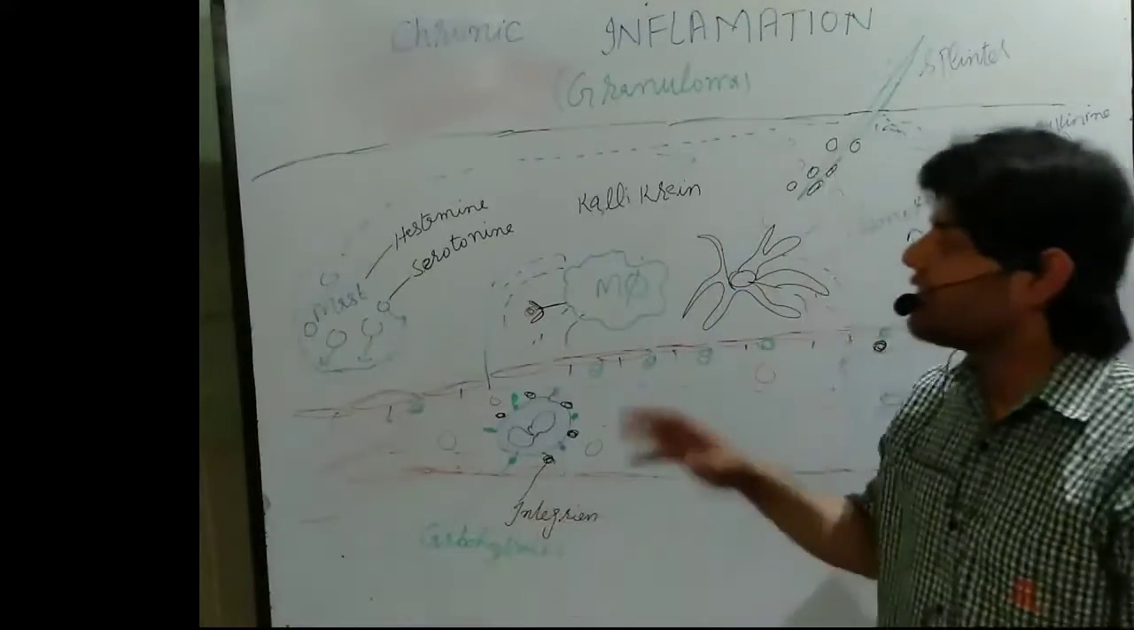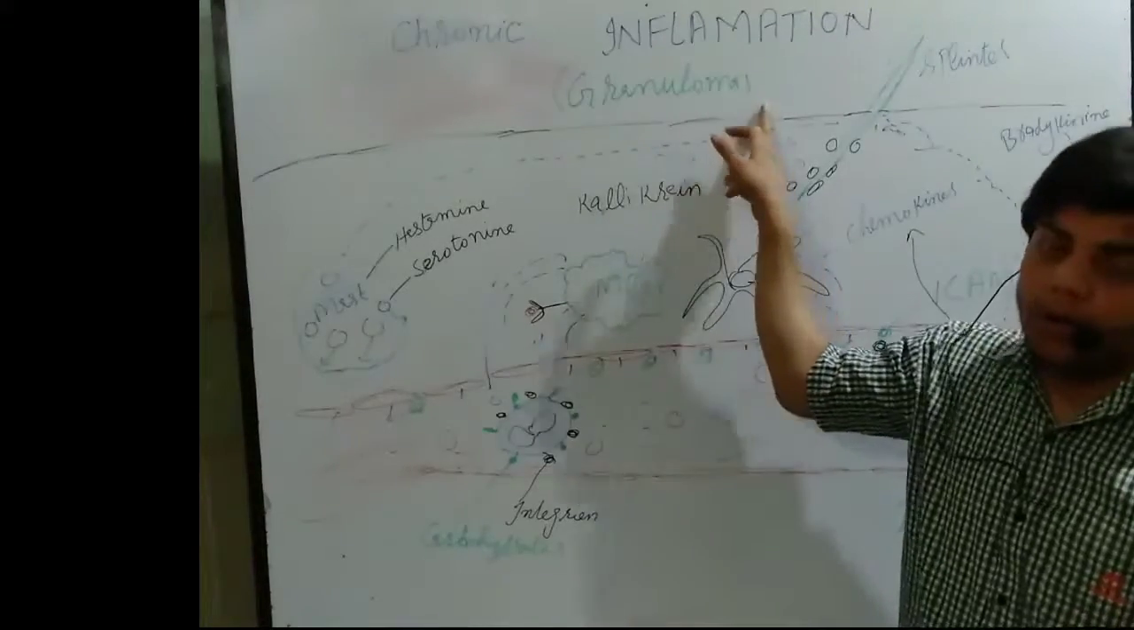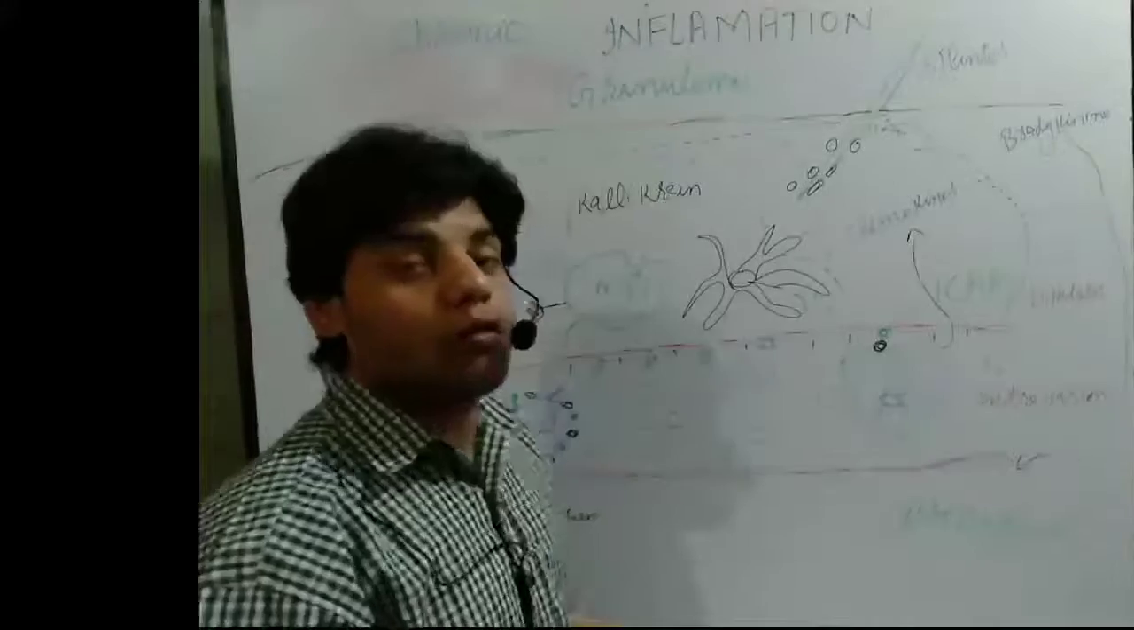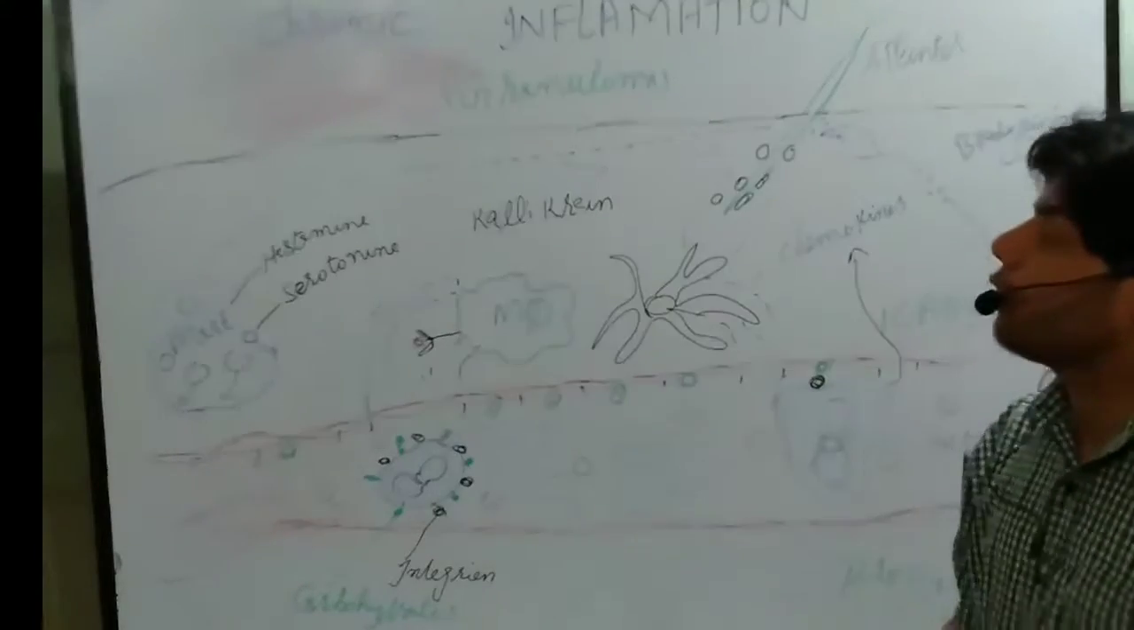Okay. So all these diseases can cause what? They can cause granuloma. Okay, once granuloma happens, then they will show the signs of chronic inflammation. Okay, so that's in essence about chronic and acute inflammation.